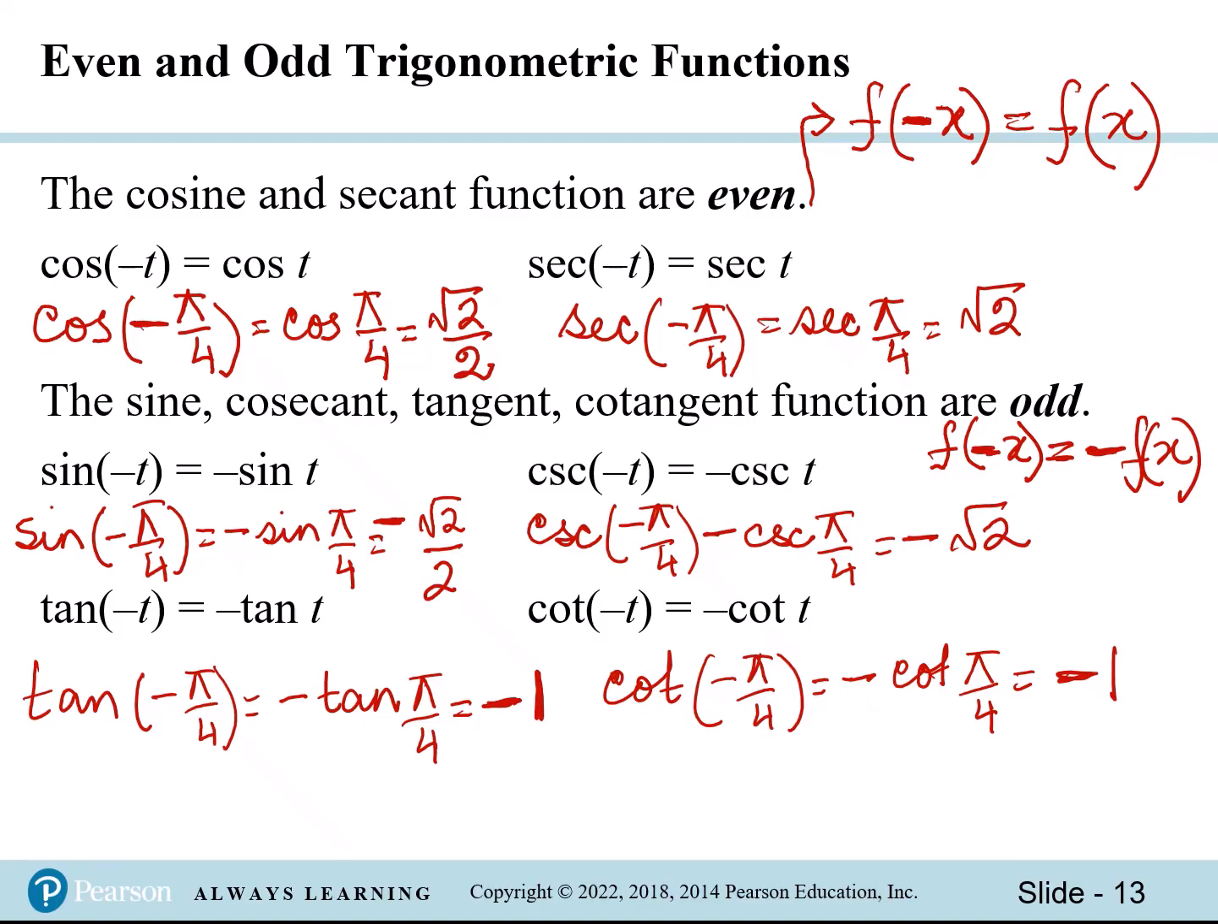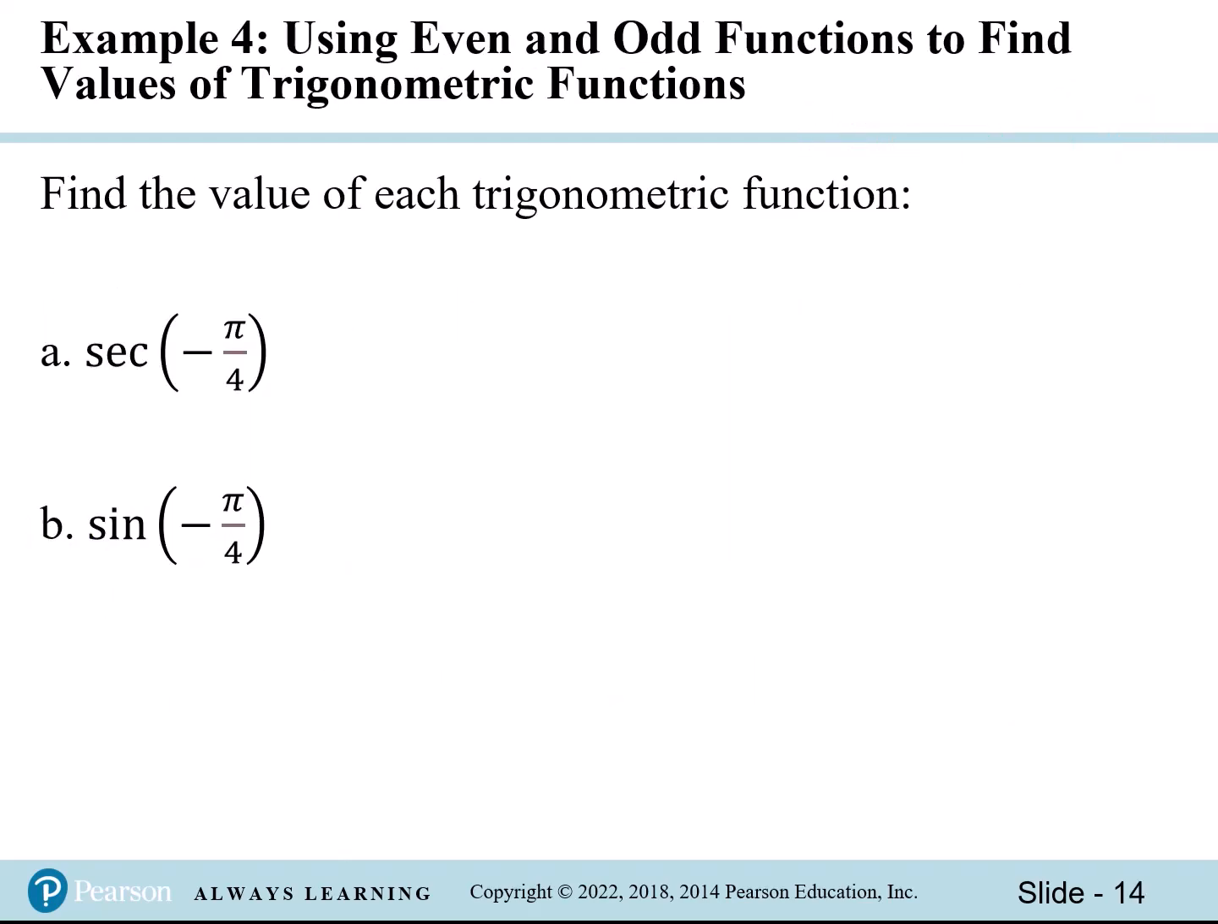We have here a couple of examples that we already worked out in the previous slide, but let's go through them one more time. Over here, the first one says we have to find the value of each trigonometric function using our knowledge of the even and odd functions. Secant, we know, is an even function, so they're asking us to find the secant value of negative pi over 4, which is going to be the same as secant of the positive angle, which is square root of 2.